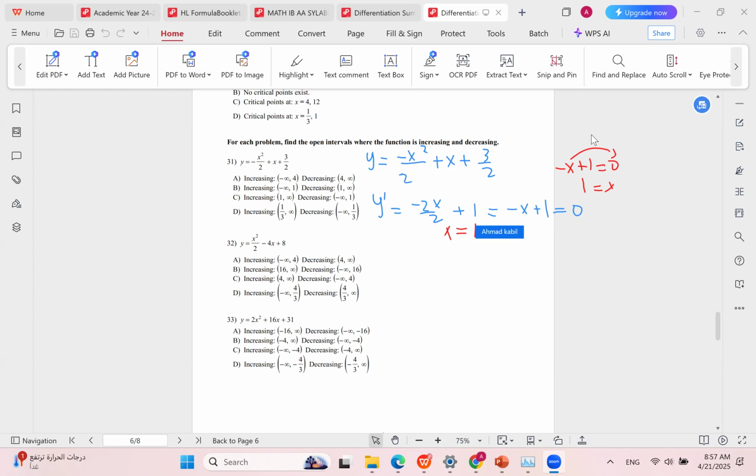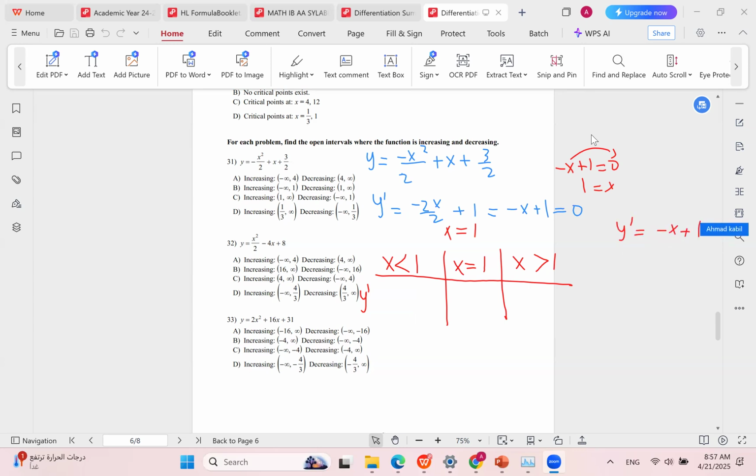Now that we know the x coordinate of the turning point, we create three intervals: x equals 1, x less than 1, and x greater than 1. Now for each of these intervals, we need to evaluate the sign of y dash. So when y dash is equal to negative x plus 1, let's take any value of x that is smaller than 1, for example, x equals 0. And then let's take anything that is bigger than 1, so let's take x equals 2.